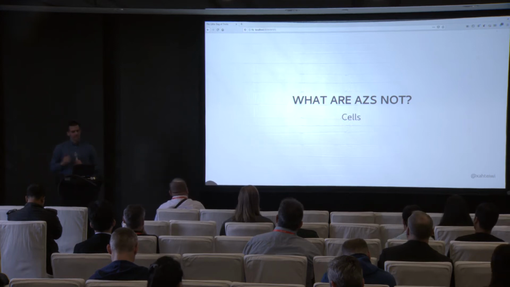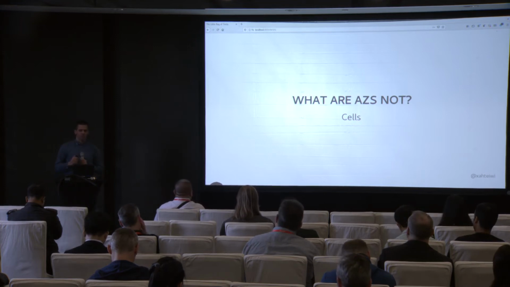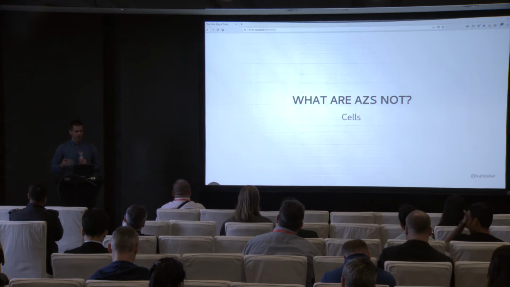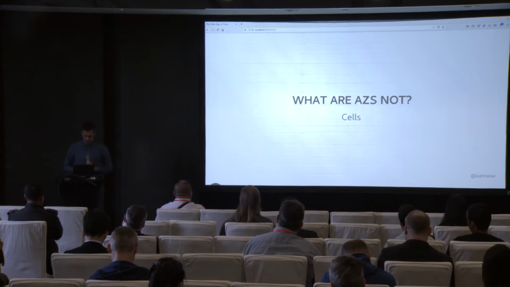AZs are also not cells. Cells are for hierarchical scheduling in OpenStack environments with very large numbers of compute nodes, so basically hierarchical placement. And availability zones are completely orthogonal to cells. So that means you can use them both, but you can also not use cells at all and just have availability zones. But they're definitely not the same thing.